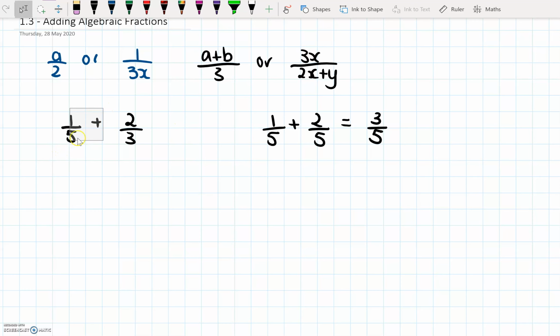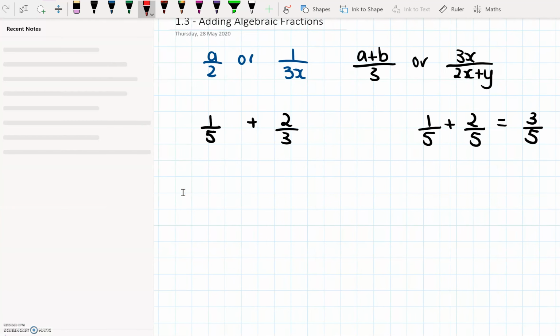I'm just going to move this slightly so that I can show you what we're going to do. We're going to do this with some numbers first, then we're going to try it with some algebra. So 1/5 plus 2/3. To get a common denominator, we look for the lowest common denominator. We want something that can be divided by both of those denominators. So what can be divided by both 5 and 3? Which we know is 15. To get from 5 to 15, we times 3. You can also just multiply by the opposite denominator.